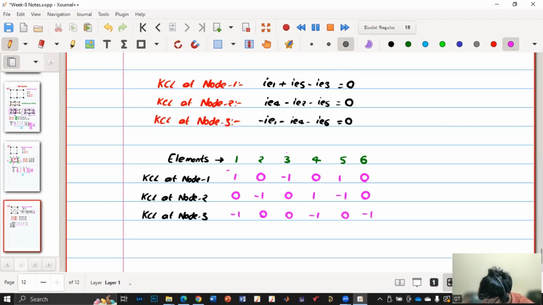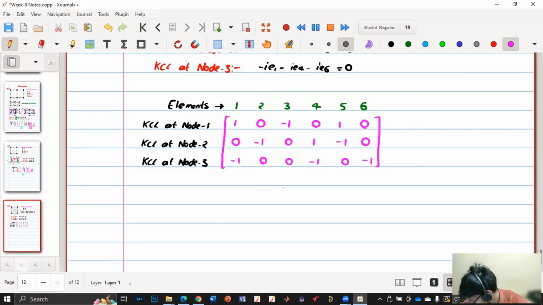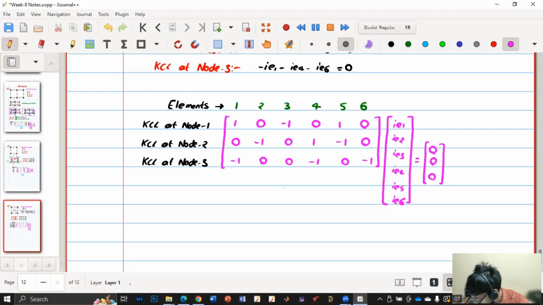Okay. So this is our A matrix. A matrix will not have any identity matrix inside it, so we will not get anything. So IE2, IE3, IE4, IE5, IE6, into this entire thing is equal to 0, 0, 0. So this is our A matrix. Now we'll check whether we are getting the right A matrix or not.